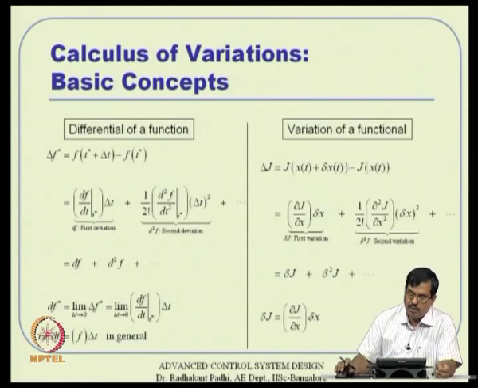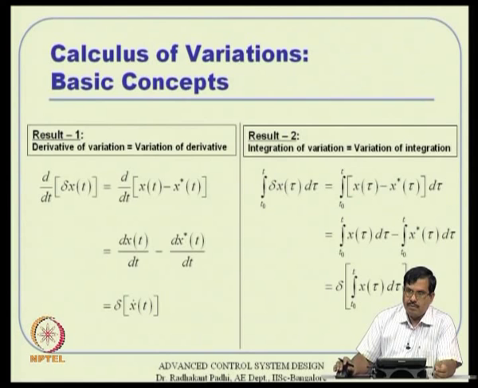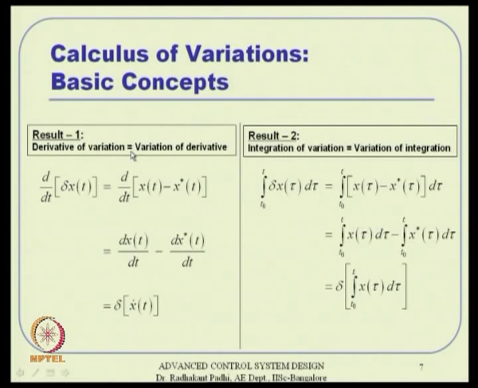Now, there are two standard results, which may sound intuitive, but they are very powerful, because their implications are large. First, result 1 tells that the derivative of a variation is nothing but the variation of a derivative. And the second result is about integration also: the integration of a variation is nothing but the variation of the integration. How does it come? It comes simply from the definition.